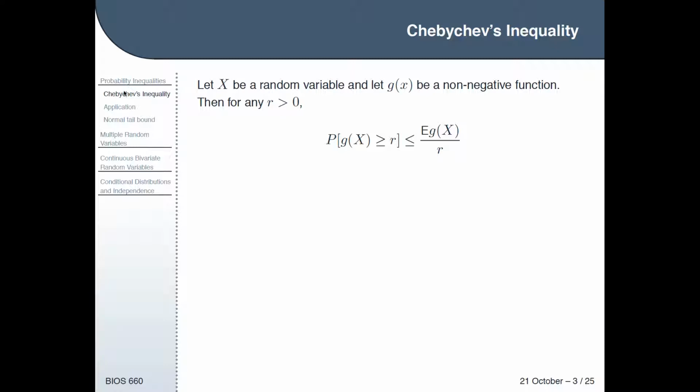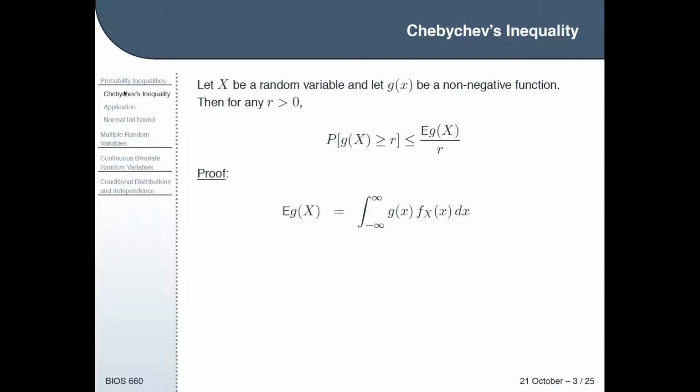Chebychev's inequality says basically what you see on the board here: given any random variable x and any function g, the probability that g of x is greater than or equal to r is going to be less than or equal to the expected value of g of x over r.